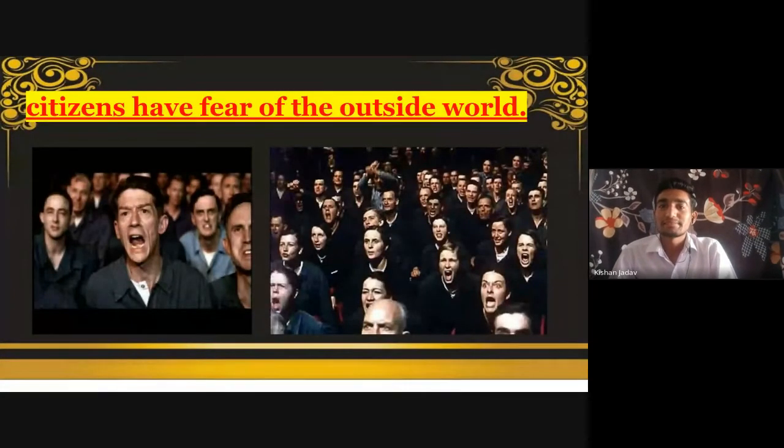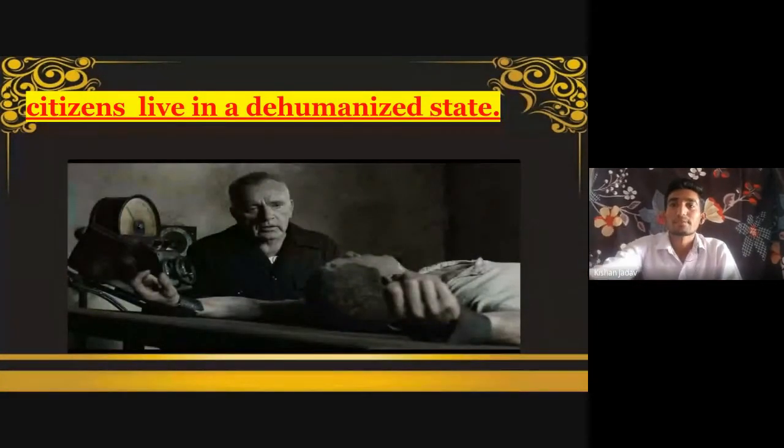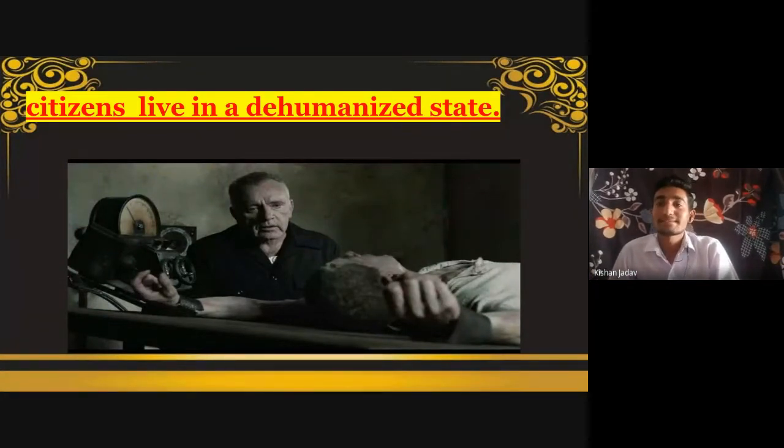Another is that citizens have fear of the outside world. In this novel, a battle screen of two to five minutes is shown on the screen every day to provoke people when a war is going on. These people have hatred for another country. Citizens live in a dehumanized state, and Winston is very tortured in this novel.